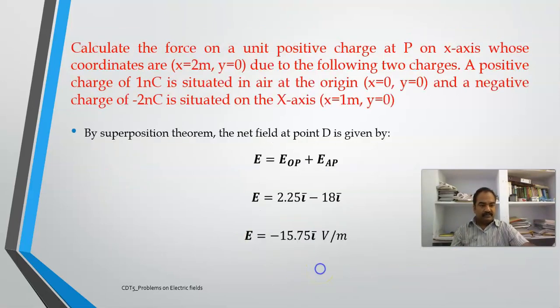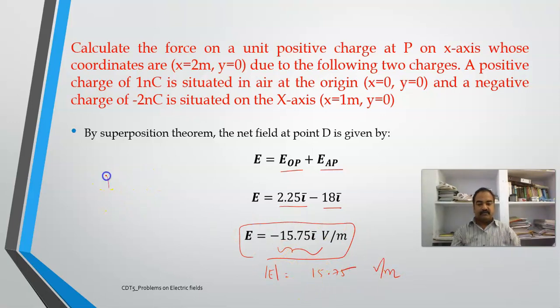Now what am I supposed to do? I am supposed to add these two, the EOP and the EAP. So earlier it was 2.25i, now it is minus 18i. So the answer will be minus 15.75. The magnitude of E is 15.75. And the direction, this is the xy plane, so minus i means it will be in this direction.